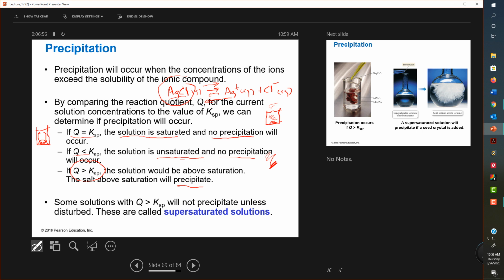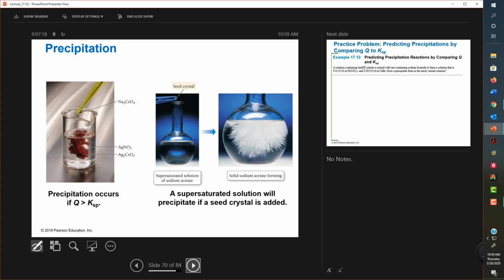Now, a supersaturated solution, that's the one that throws students the most too. It's when you have Q greater than K, all right? And it should precipitate out, but it doesn't. So here's what it looks like. I'll show you on this next slide what a supersaturated solution looks like, and you should look this up. Just go to YouTube and search for examples of supersaturated solution, because I think it's really cool to watch. But here it is.